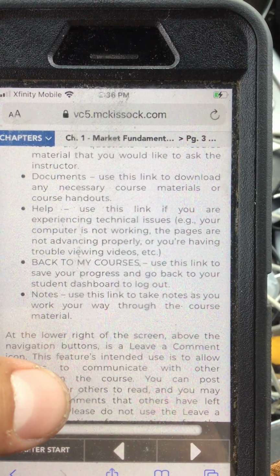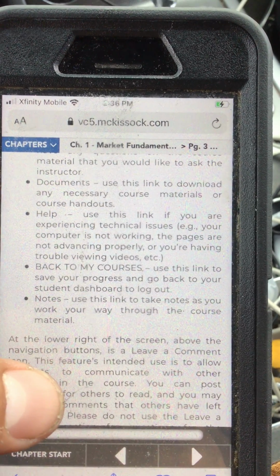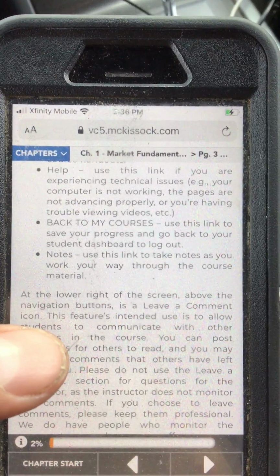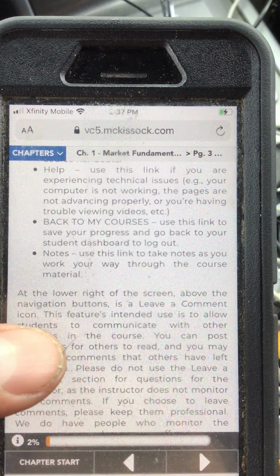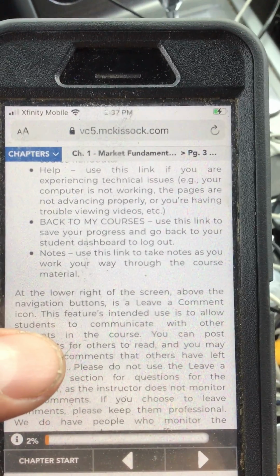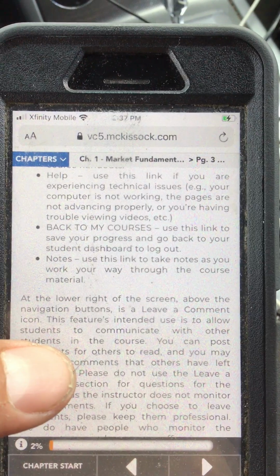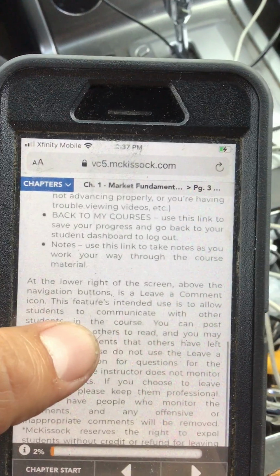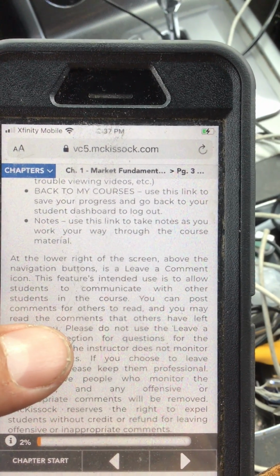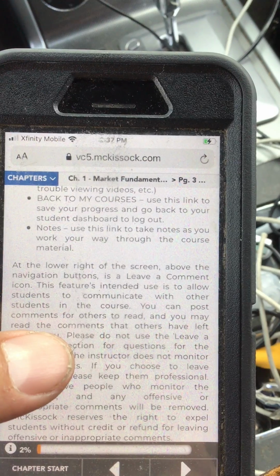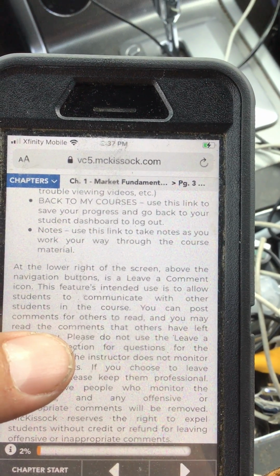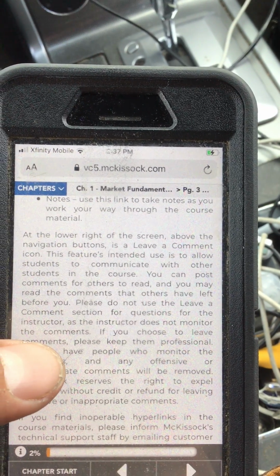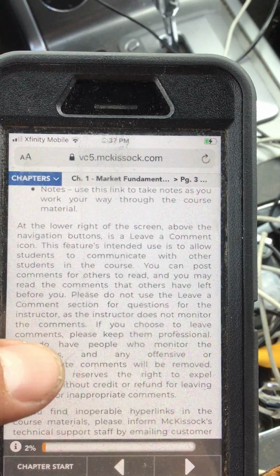Documents. Use this link to download any necessary course materials or course handouts. Help. Use this link if you are experiencing technical issues. For instance, your computer is not working, the pages are not advancing properly, or you're having trouble viewing videos, etc. Back to my courses. Use this link to save your progress and go back to your student dashboard to log out. Notes. Use this link to take notes as you work your way through the course material.